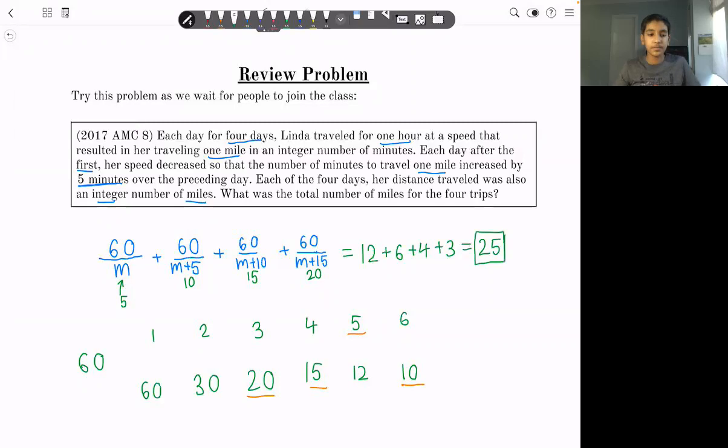Any questions? So basically, because the denominator was increasing by 5, the number of miles was decreasing, right? Yeah. So basically, the denominator kept increasing by 5, and that means that it takes longer to travel 1 mile. And since it takes longer to travel a mile, she's essentially going at a slower pace. And since she's going at a slower pace, she can't cover as many miles in that same 1 hour every single day. Any other questions?